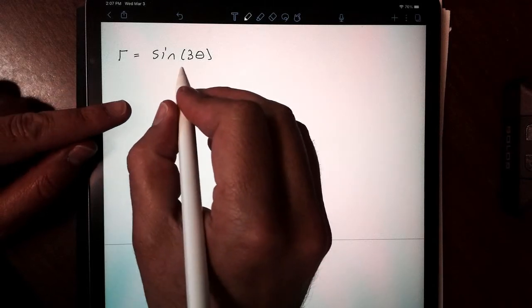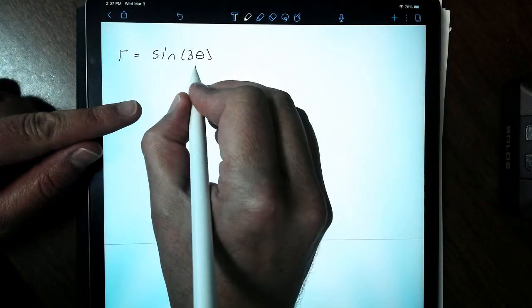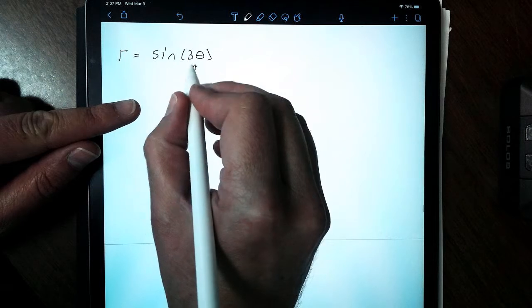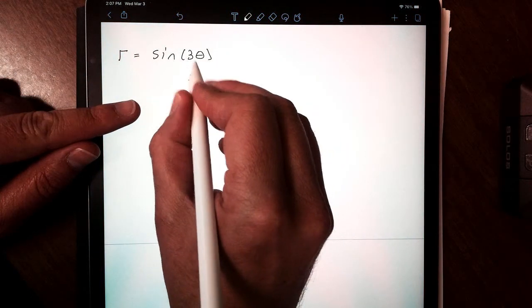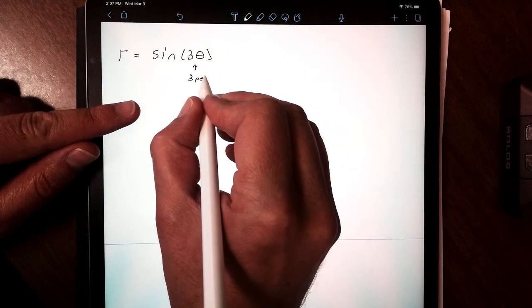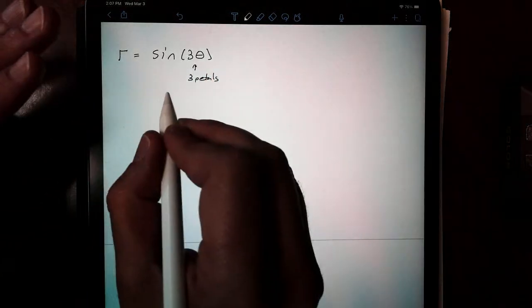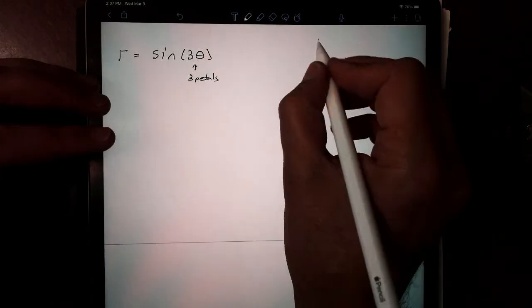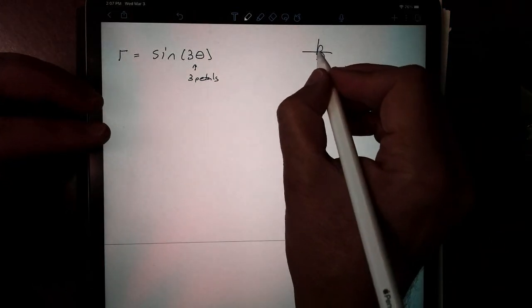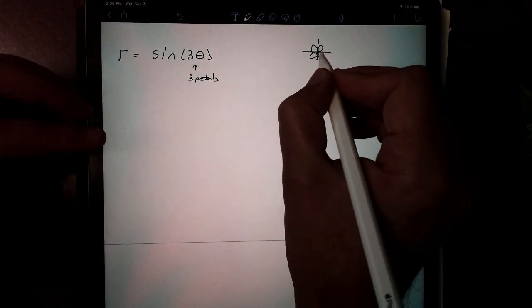If I want to graph a rose, the first thing I recognize is the number of petals. And you should remember that for an odd number of petals, if there's an odd number in front of theta, it's telling me that's the number of petals. So this is a 3-petal rose. If you remember how petals look, a rose always looks something like this.